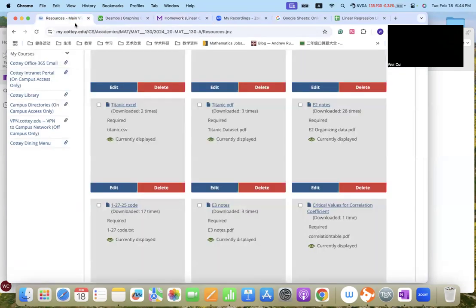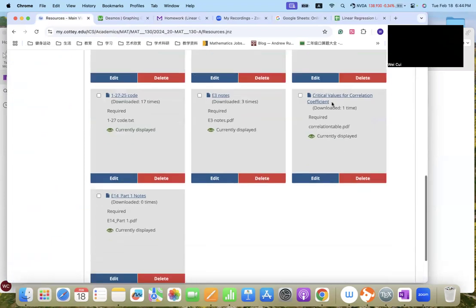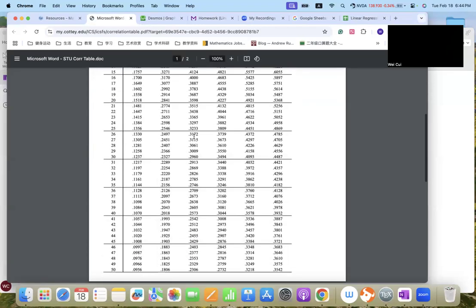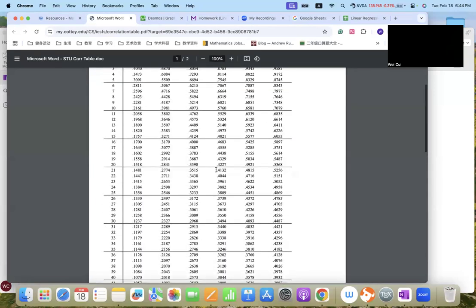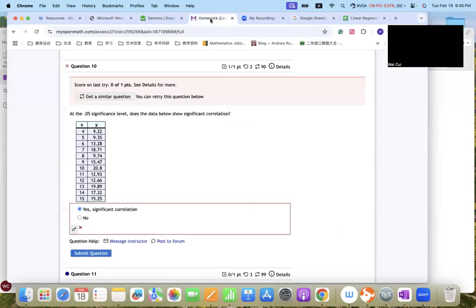I have already posted this table to eLearning. The name of this table is the critical value for correlation coefficient. Let me open this table. Once you can see, they have a bunch of numbers. These numbers are the critical values. But we're going to find the critical value we are using for our question. So how do you find that critical value?